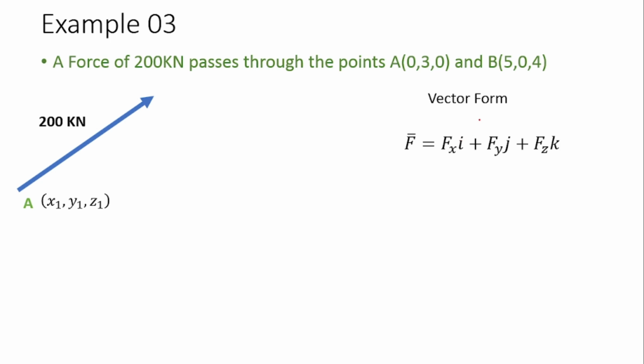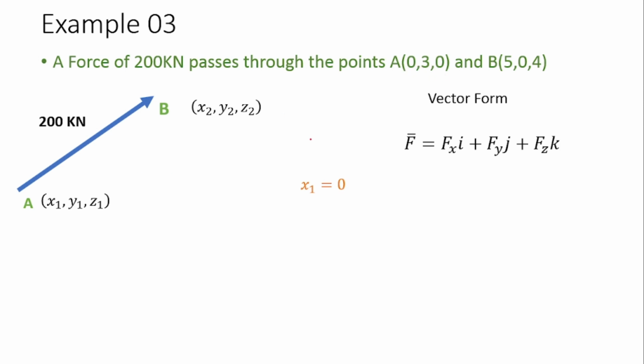So the vector form for the given force will be F bar is equal to Fx i plus Fy j plus Fz k. So this is the second point B. Its coordinates are x2, y2, z2. Now I will first write down the values of x1, y1, z1 and x2, y2, z2. The values of x1, y1, z1 are the coordinates of A: 0, 3, 0.